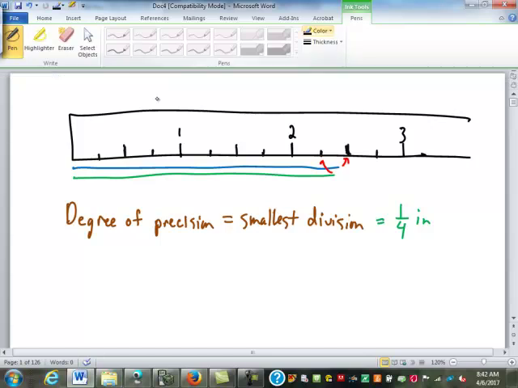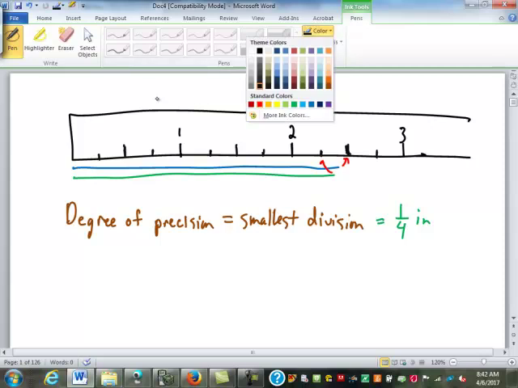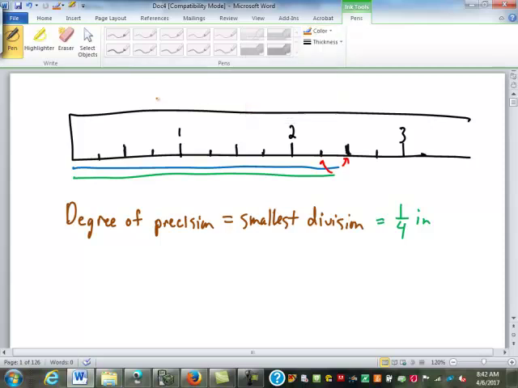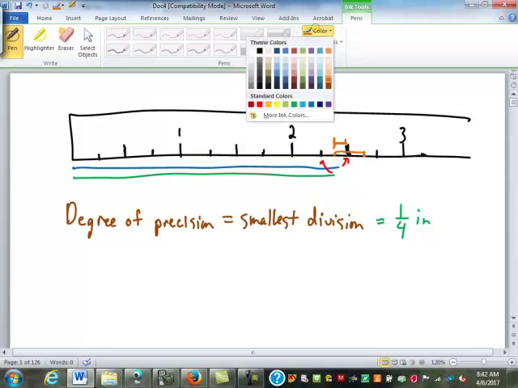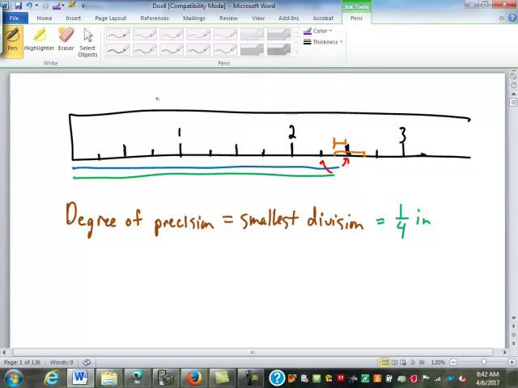Now, if we look at these, this blue line is not exactly at 2.5. It's just closest to 2.5. But anything from here over to about here would have been measured as 2.5. So how far off could it be? Not 1/4, well, 1/8 of an inch each way. And so that defines what we call the greatest possible error.